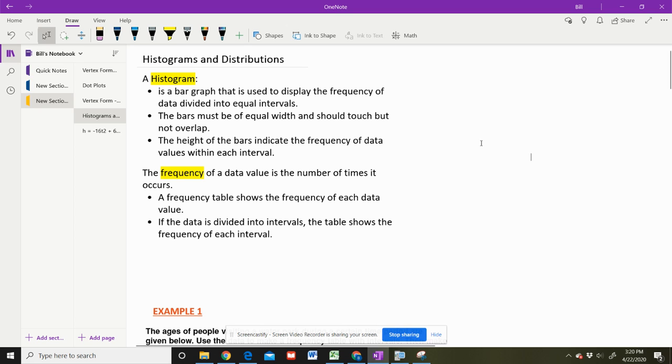All right, so today we're going to go over histograms and distributions. A histogram is a bar graph that is used to display the frequency of data divided into equal intervals. The bars must be of equal width and should touch but not overlap. The height of the bars indicates the frequency of data values within each interval.